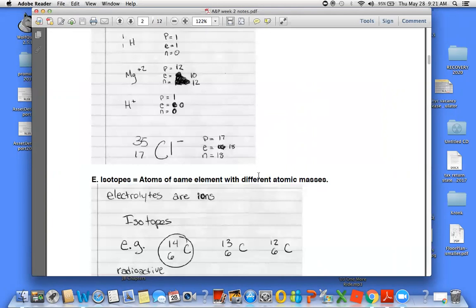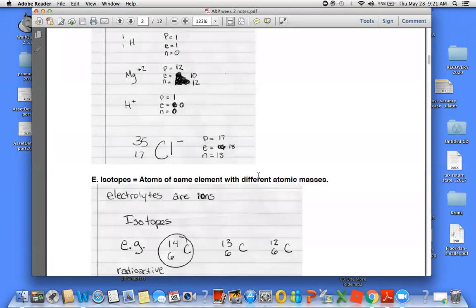So 35 is your big number. That's the atomic what? Mass. 17 is your little number. That's the atomic what? Number. So we know from the 17 that the protons have to equal 17. Boom, there you go, 17. You can't change that. That's a nuclear bomb. You have to have that stay the same for every atom of the same type.